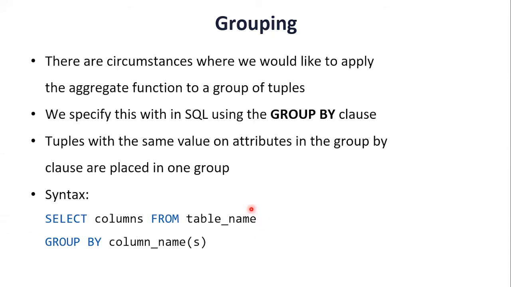So we have the normal select query, select columns from the table name. And after that, we can specify this group by clause. And then we can mention using which column or columns we want to group the result. So let's see an example to get a better idea about this.